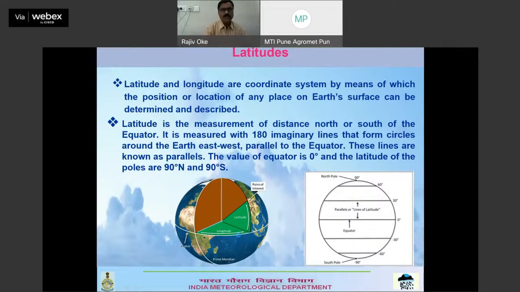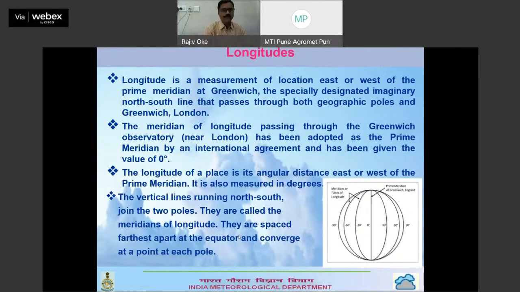Longitude is a measurement of location east or west of the prime meridian at Greenwich. It is the specially designated imaginary north-south line that passes through both geographic poles, through Greenwich, London. The Greenwich line, which passes through London, has been assigned 0 degree longitude. The meridian of longitude passing through Greenwich Observatory near London has been adopted as the prime meridian, and its value is zero. Longitude is the angular distance east or west of the prime meridian.